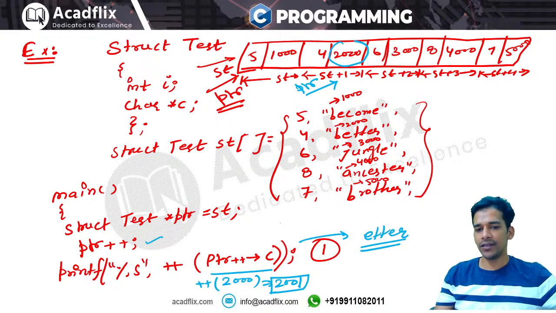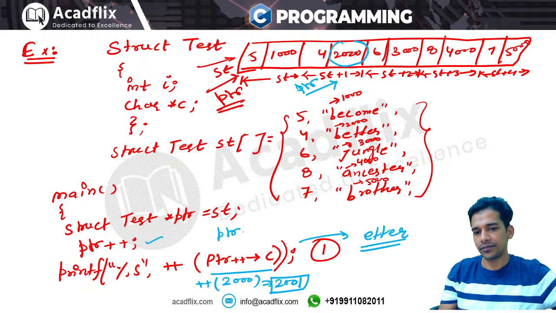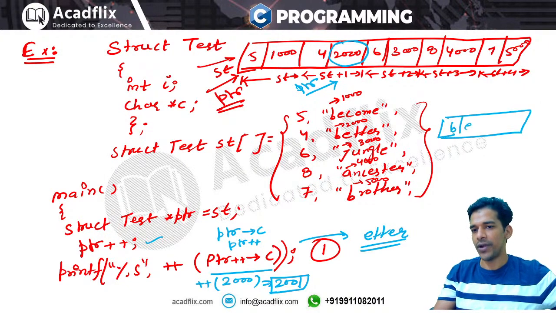So I told you that this member selection operator has higher precedence than the plus plus operator, that is, ptr plus plus. तो पहले क्या करोगे आप, पहले आप करोगे ptr c, you will access this, and then you will do ptr plus plus. Okay, so ptr is pointing to this second structure, and the c part of this has the address 2000. Then you will increment the address 2000, it will become 2000 plus 1, because this string has the address 2000. Better is stored like this, right?